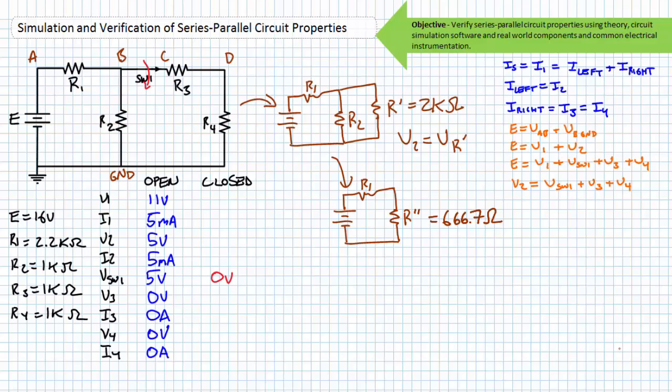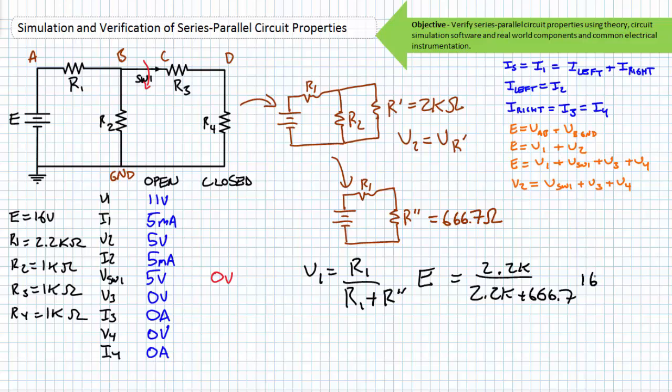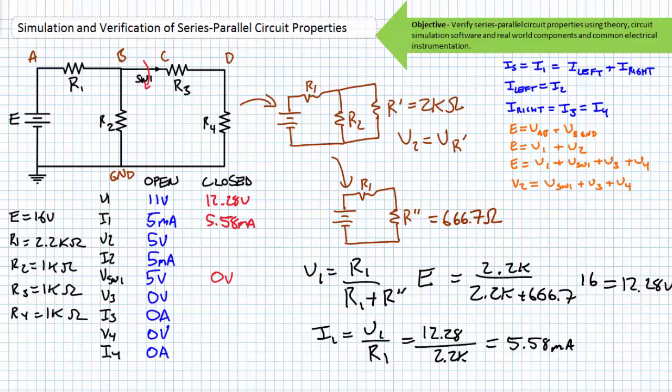Let's start by using the VDR to solve for V1. The VDR setup to solve for V1 is as follows. Substituting in the necessary values, we find V1 equals approximately 12.28 volts. We can use Ohm's law to solve for the source current and current through R1. I1 equals V1 divided by R1. Substituting in the necessary values, we find I1 equals approximately 5.58 milliamperes.